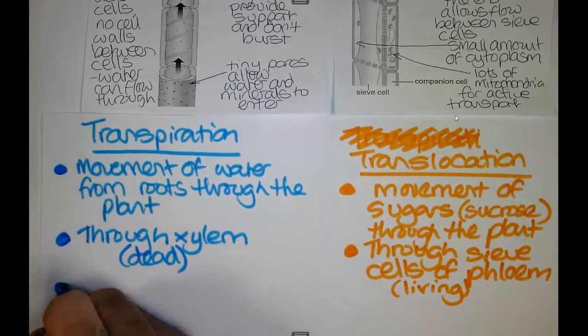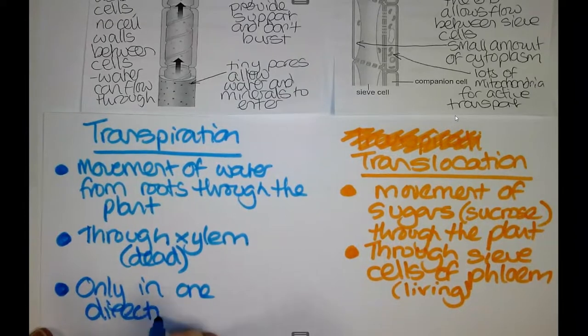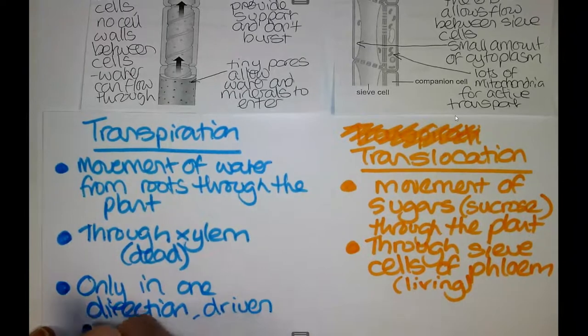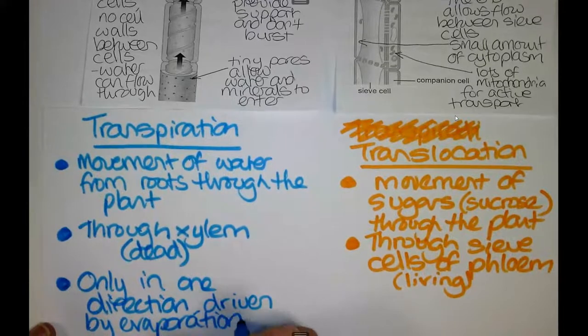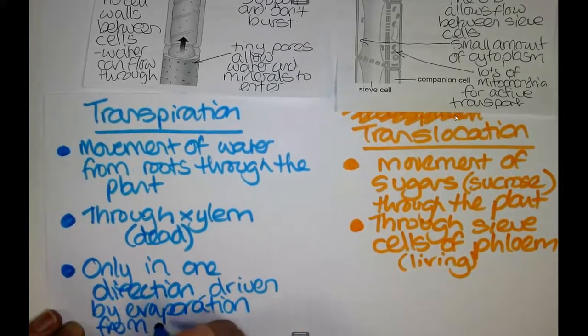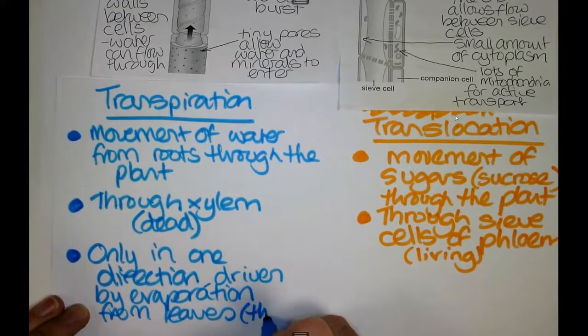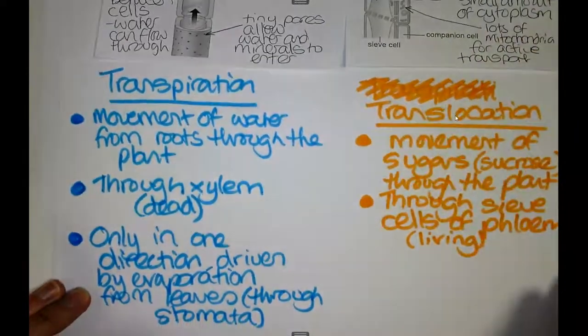Okay, so final one to mention about transpiration is that it's only in one direction. The transport is only in one direction, and it's driven by evaporation from leaves. And you might remember that that is through stomata. Through stomata.